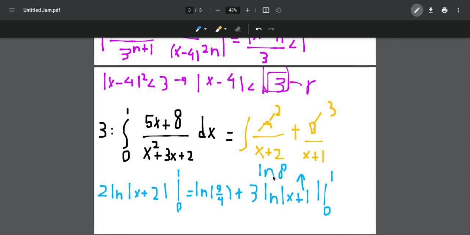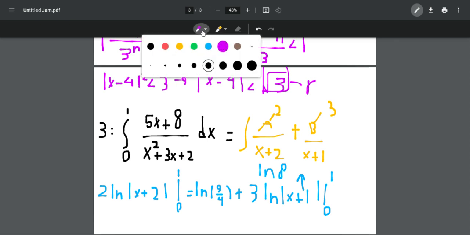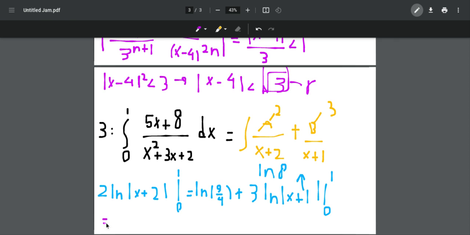Now we should add these two natural logs, natural log of 9 over 4 and natural log of 8, and we use another log property. When adding 2 different natural logs, we can multiply the insides. So for our final answer, we get natural log of 9 over 4 times 8. 8 times 9 is 72, and 72 divided by 4 is 18. So the answer is natural log of 18. We don't need plus C because it's a definite integral. And that's it for this problem.